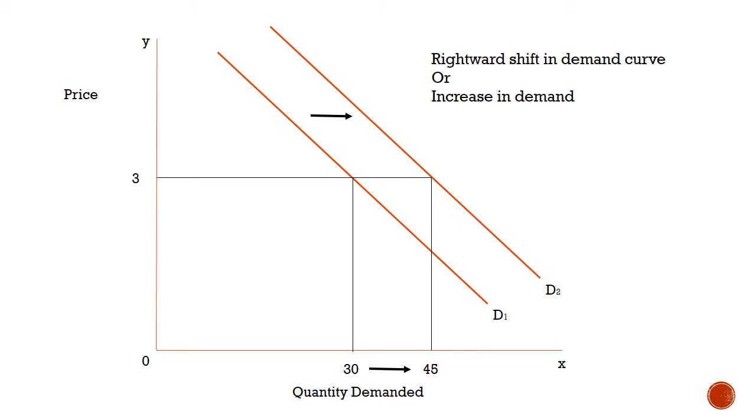Now we are assuming that the income of the consumer has increased. So due to the increase in the income, which is a factor other than price, he is willing to buy more, so the quantity demanded has increased. As the quantity demanded increases at the same price, there is no change in the price, the demand curve will shift from D1 to D2 at the price which is given as 3. So there is a rightward shift in demand curve.